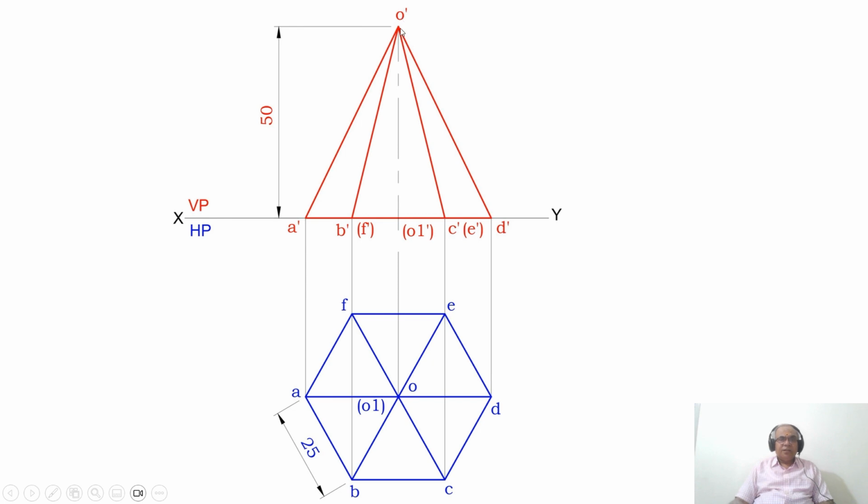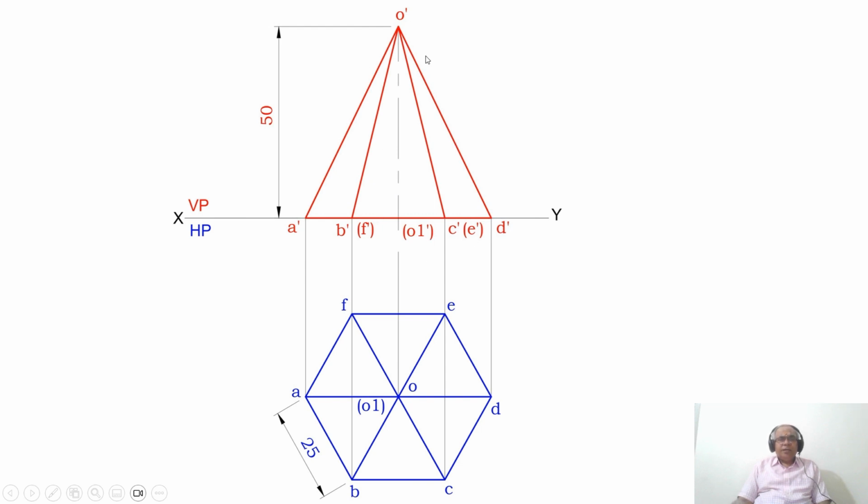Visible to visible is visible. So O dash B dash, you mark a dot point. Similarly, O dash C dash with a dot line and O dash D dash with a dot line. And since A to D, as you look from the front view, A dash B dash is visible, B dash C dash is visible, and C dash D dash is visible. Therefore, you draw a dark line between A dash and D dash.